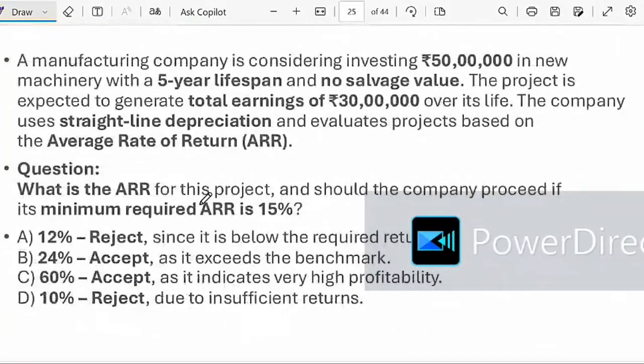Now let's look at this particular question. Again, one question based on ARR, right? This one is a little bit different. I think we have already discussed ARR. Let's come back to it. A manufacturing company is planning to invest 50 lakh in a new machine, and machine life is given 5 years, no salvage value. The project is expected to generate a total return of 30 lakh over its life, and the company uses straight line depreciation. So what is the ARR for this project?